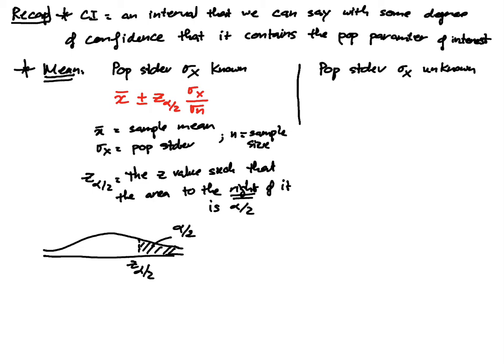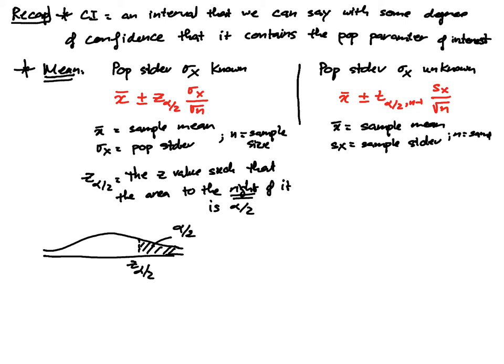Now if we don't know the population standard deviation sigma, then the formula we're going to use is x bar plus minus t sub alpha over 2 with n minus 1 degrees of freedom times sx divided by the square root of n, where x bar is also the sample mean, sx is the sample standard deviation, and n is the sample size.